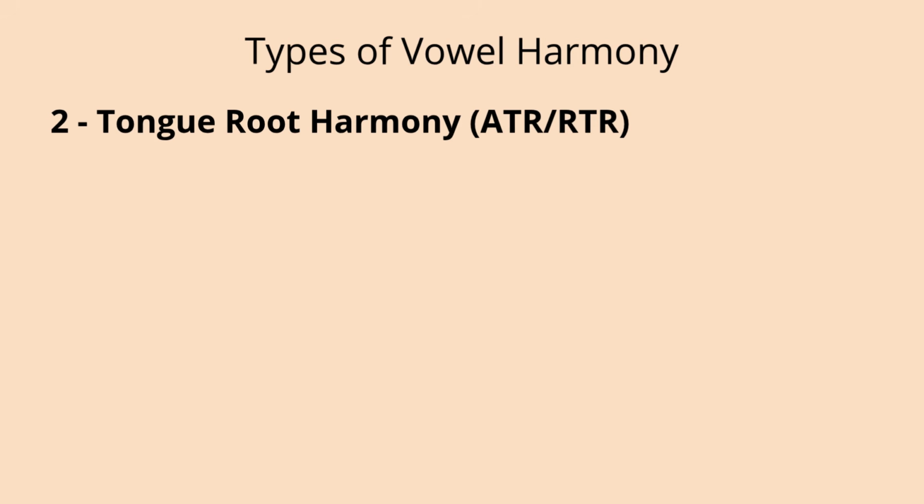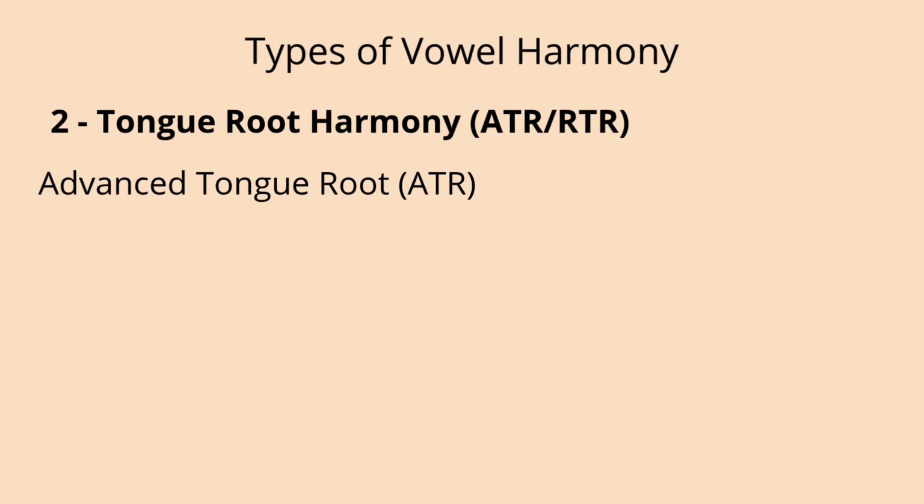Number 3. Tongue root harmony. This is a bit more subtle as the distinction isn't always perceptible. It concerns the position of the tongue root in the mouth. With advanced tongue root, the tongue root is more advanced, which tends to widen the pharyngeal cavity and produce more tense vowels, a bit like the double E in free or the double O in boot.